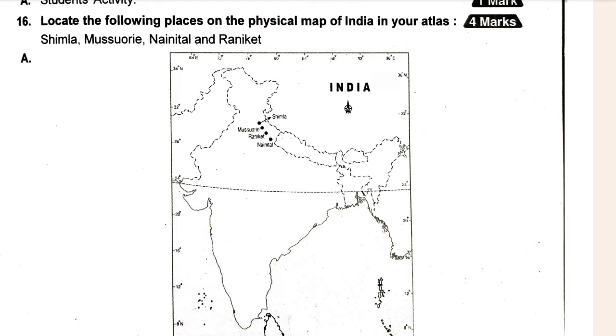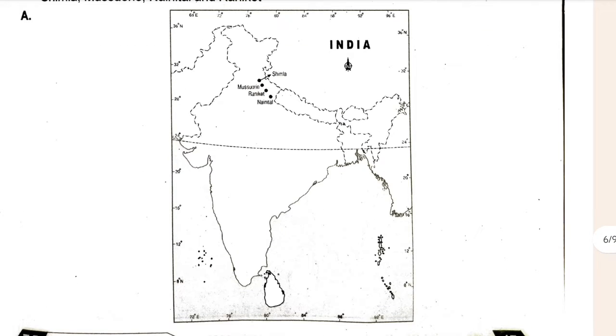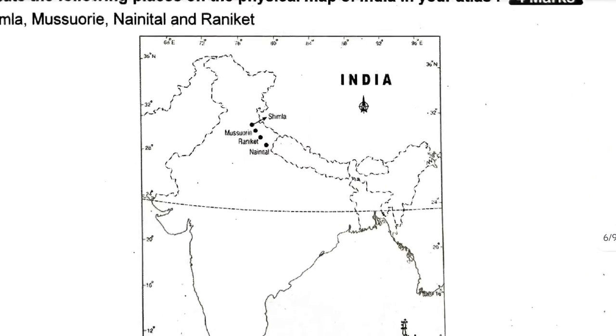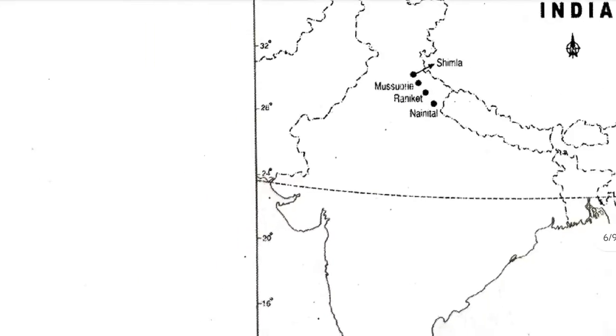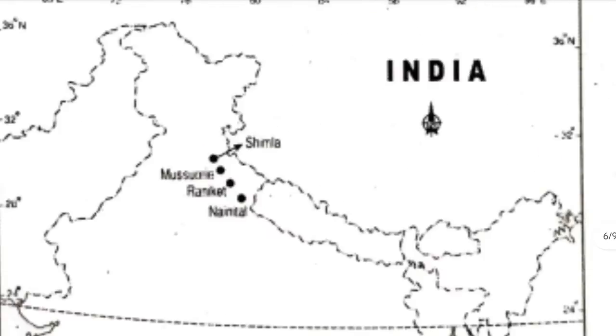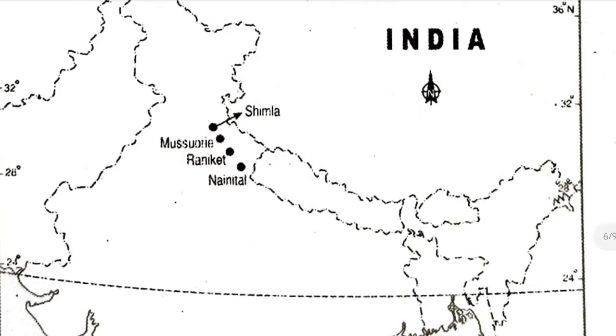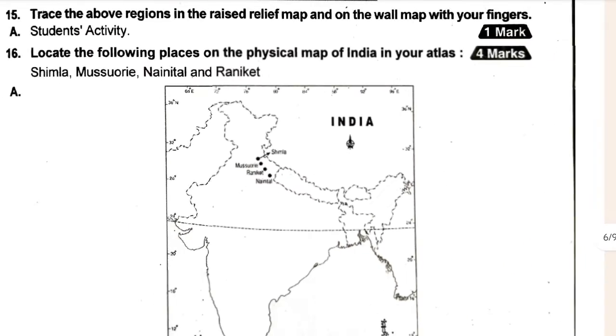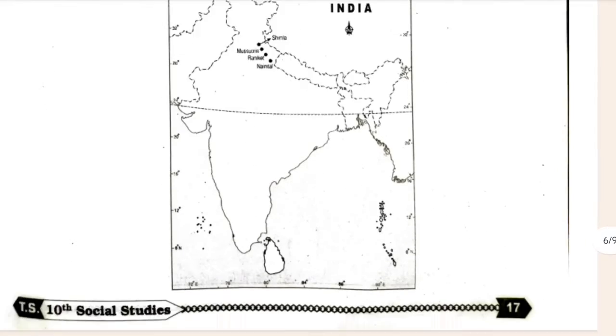16. Locate the following places on the physical map of India in your atlas: Shimla, Mussoorie, Nainital and Nainital. This is very, very important, you have to remember. And if I zoom that one, you can see this one, right? So on the India map, is it here? Okay, so if it is clear, then just come here. All right, so let's go next.